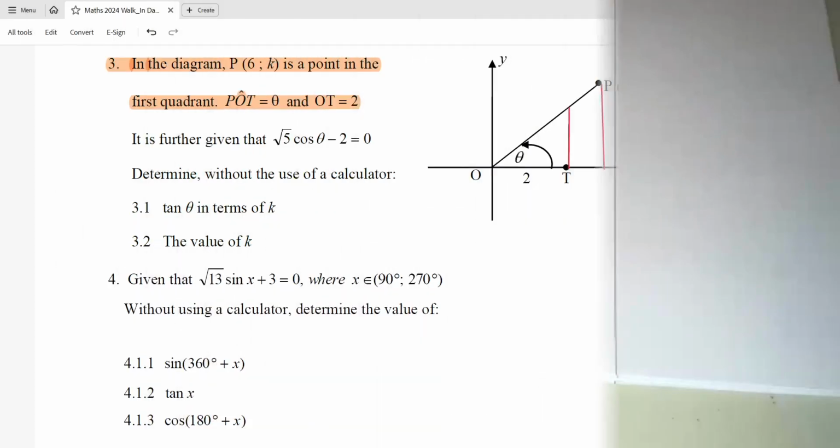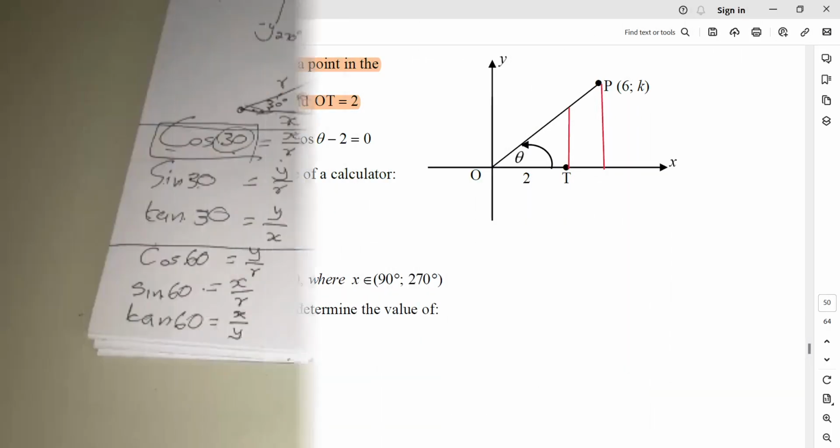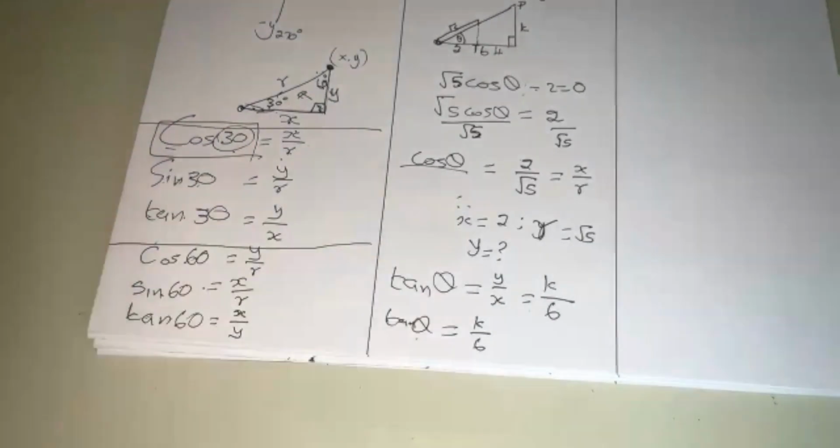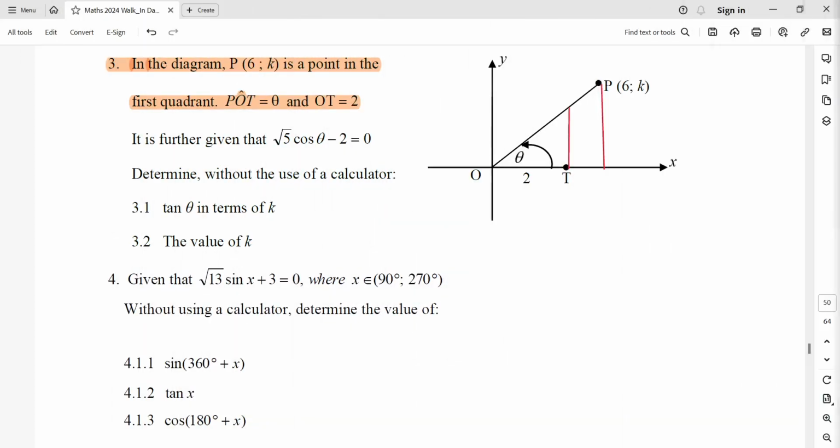Without any further calculations, we are done. We just simply express it in a form of k. Tan theta in a form of k. It has k over 6. That's what they want. That's what the examiner is looking for.